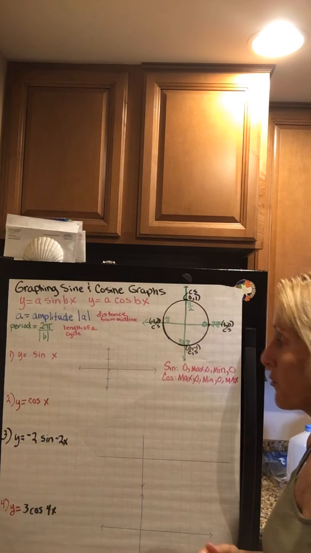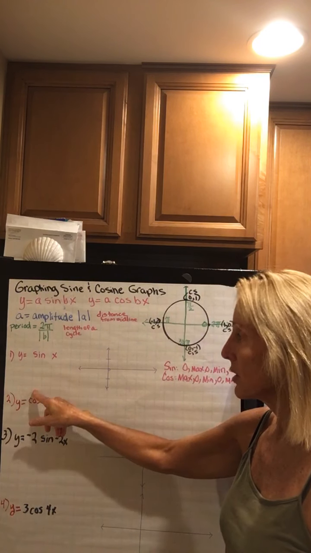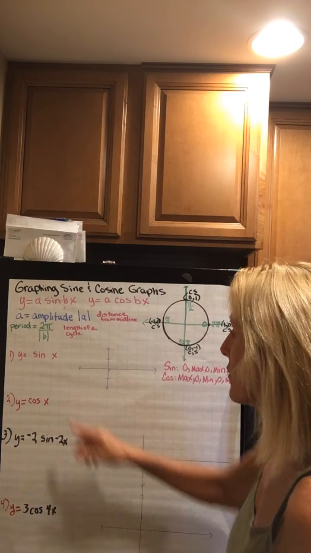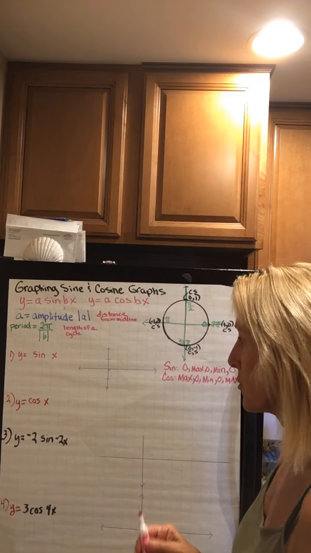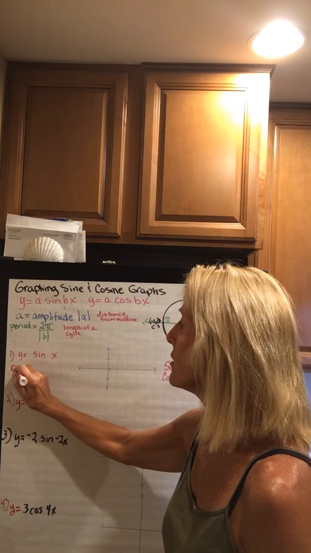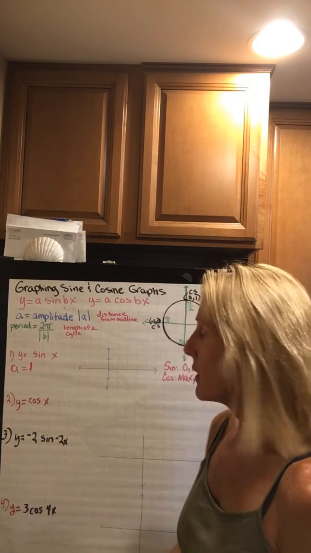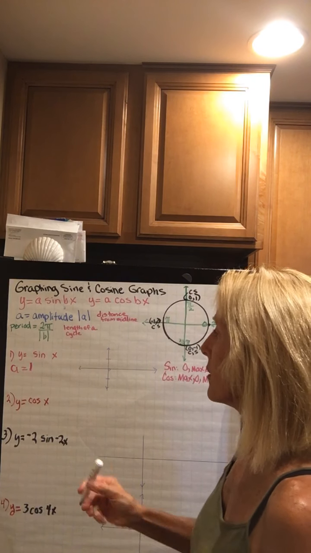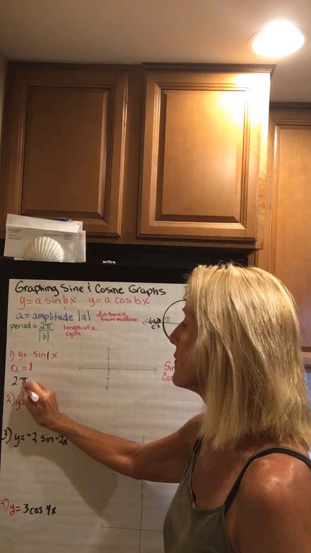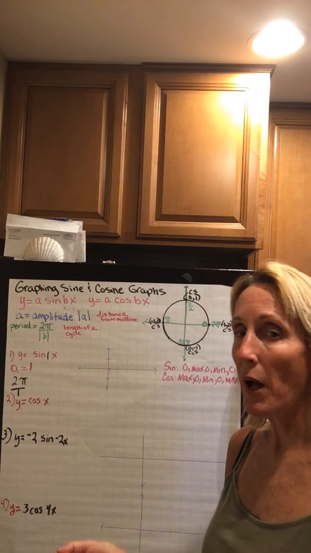So we're going to start off with our standard form graphs, and we're just going to do a very basic sine graph of x. On this sine graph of x, if you notice, your amplitude here is 1. So my a is just plain 1. And then for my period, my b is 1. So when I take 2 pi divided by 1, of course I get 2 pi.